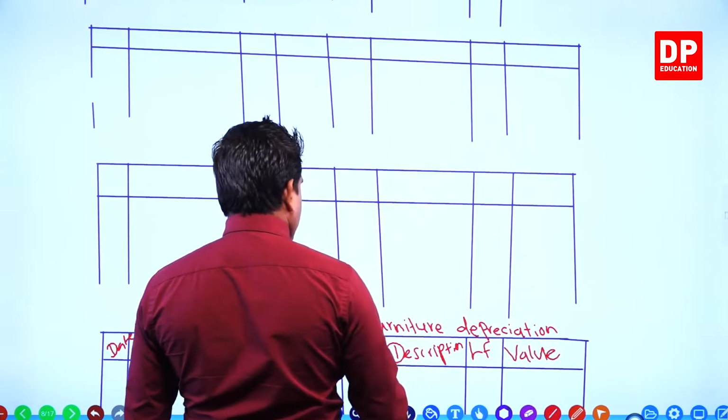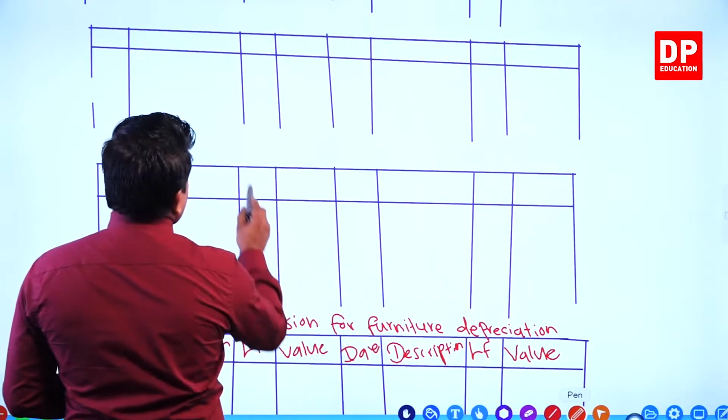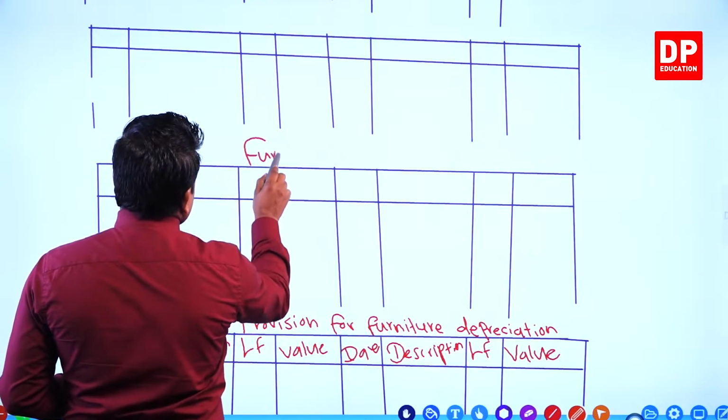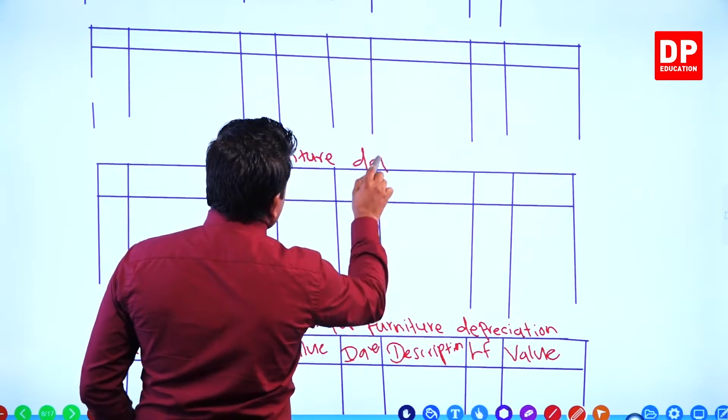This is provision for furniture depreciation. The other account should be furniture depreciation, right? Furniture depreciation.